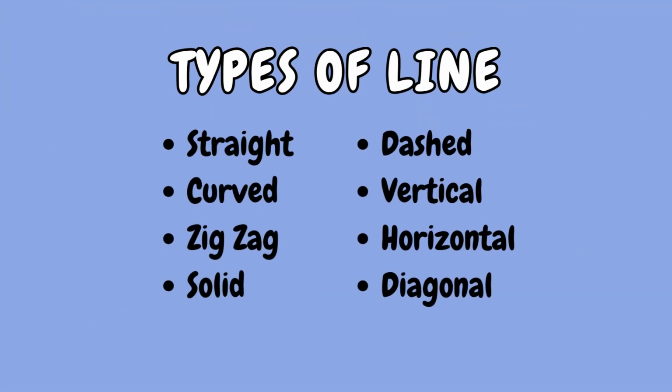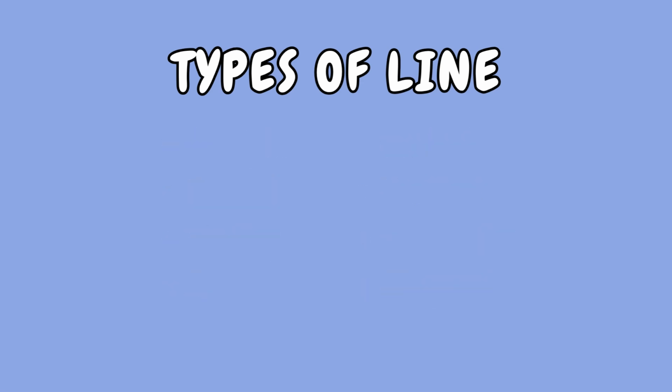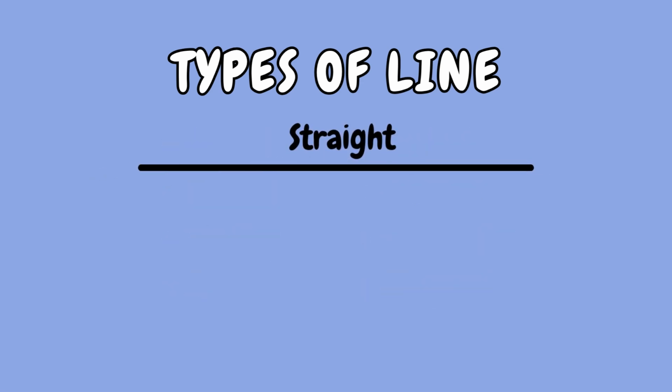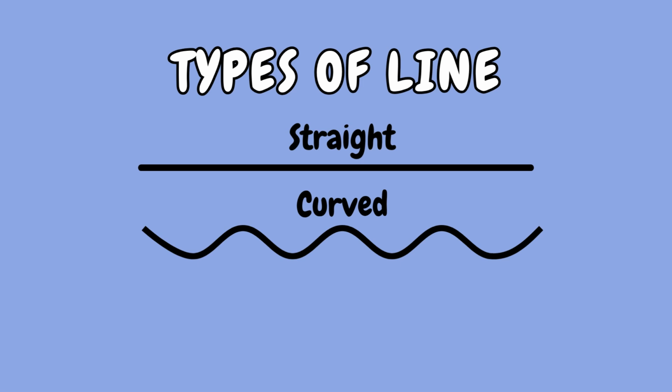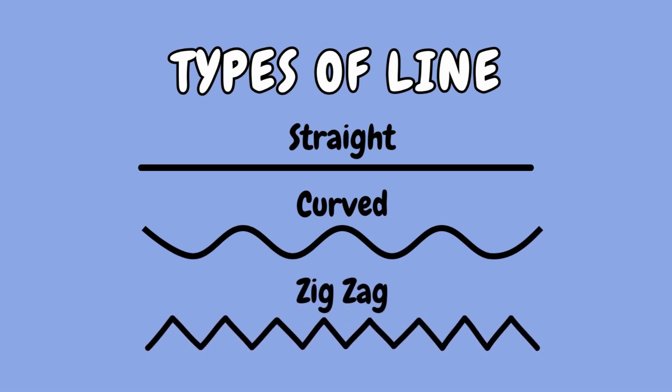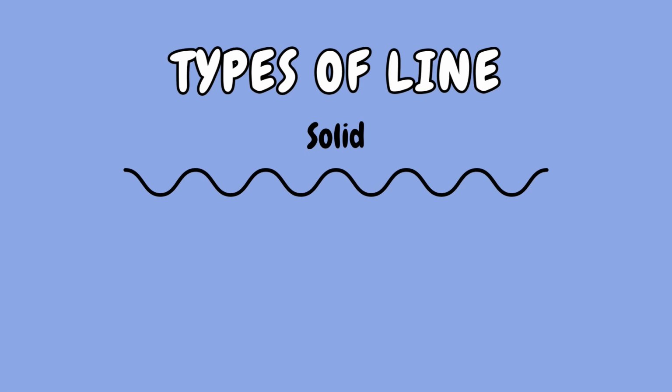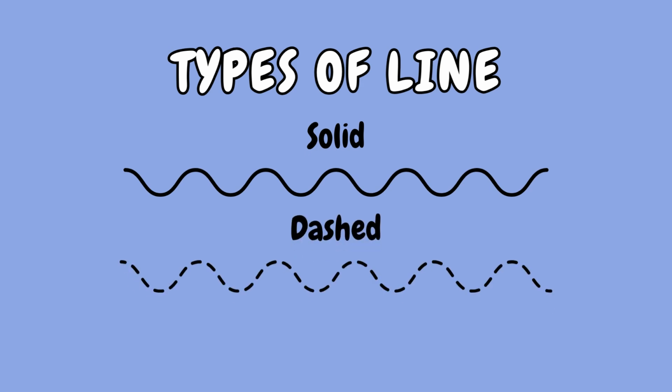And there are several types of line. You can have a straight line, a curved line, a zigzag. Your line can be solid or dashed, and your line can be vertical, horizontal, or diagonal. You probably can already tell the difference between a straight, curved, and zigzag line. You can also, like I said, have a solid line or a dashed line, and they can also be curved or straight at the same time while still being solid or dashed.